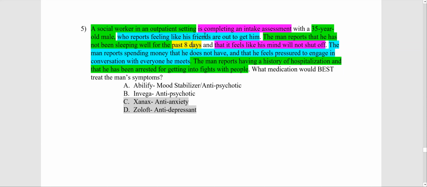So we have kind of that flight of ideas. People are out to get him. Not sleeping well, so sleep disturbance, flight of ideas, clinically significant impact of spending money that he does not have, pressured speech, and behaviors that are risky. So we're ruling out Invega and we're going to go with Abilify because we're looking at more of a mood disorder, aka bipolar 1 disorder. So that's how we look at that question in particular.